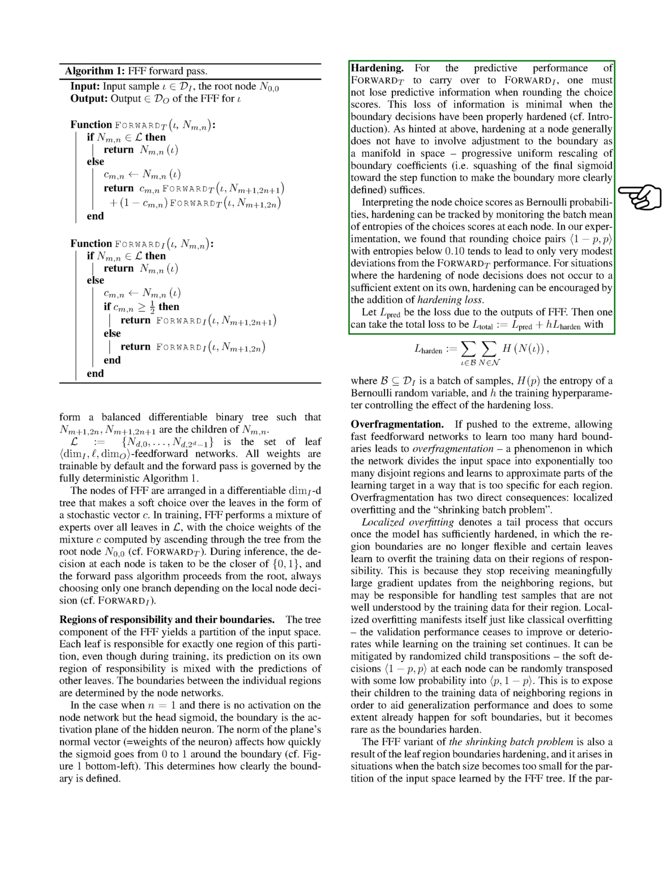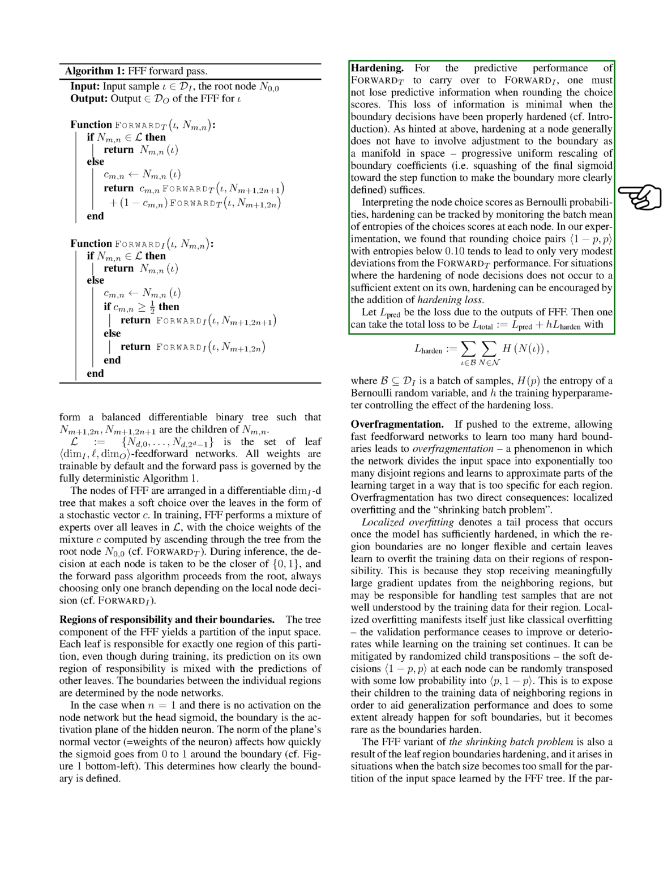Interpreting the node choice scores as Bernoulli probabilities, hardening can be tracked by monitoring the batch mean of entropies of the choice scores at each node. In our experiments, we found that rounding choice pairs with entropies below 0.10 tends to lead to only very modest deviations from the network's performance.